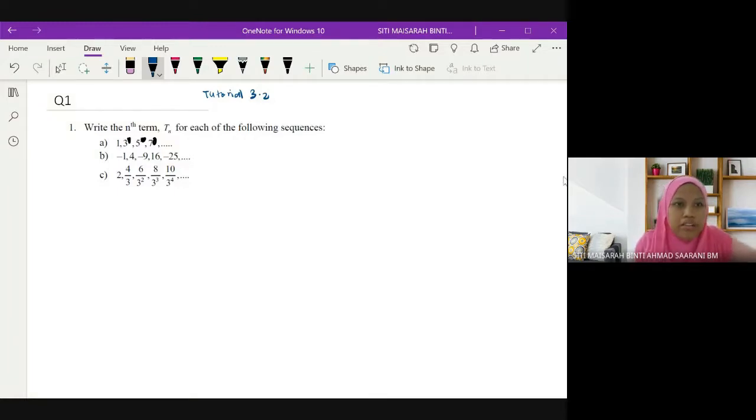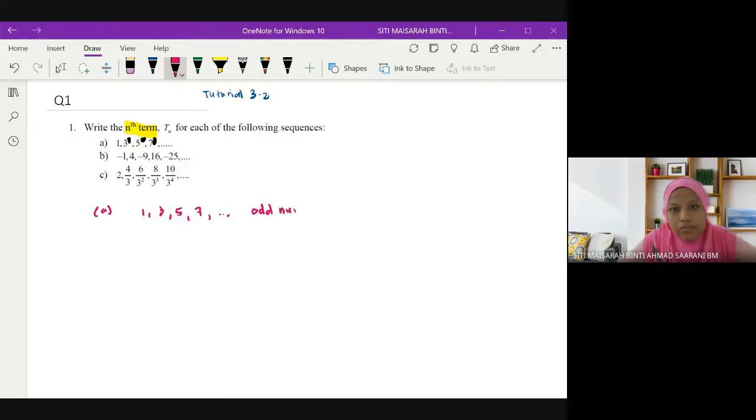Okay, for question 1, write the n term. I repeat, for question 1, write the n term. The n term is the nth term for the following sequences. For question A, 1, 3, 5, 7. Okay, ini boleh cepat lah kot. Okay, for question A, this is 1, 3, 5, 7, dot. The sequence 1, 3, 5, 7 is actually odd numbers.